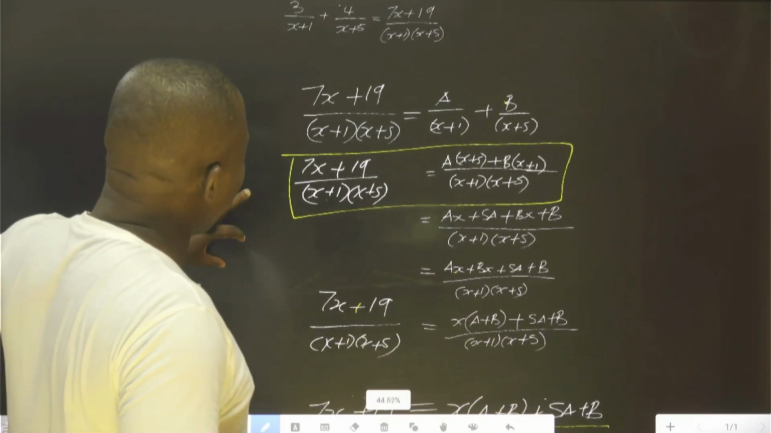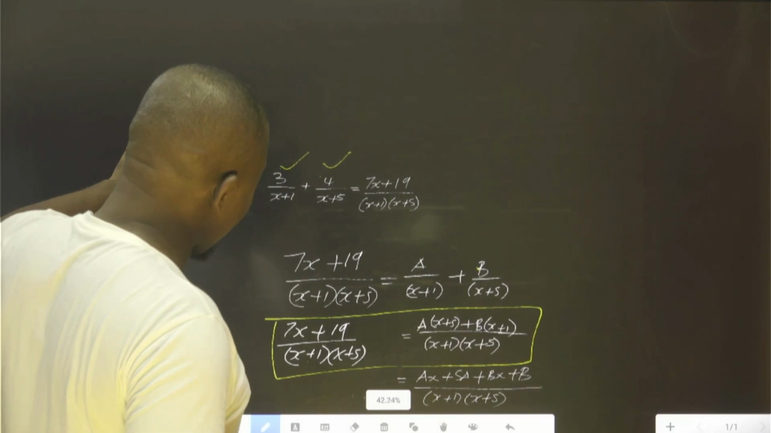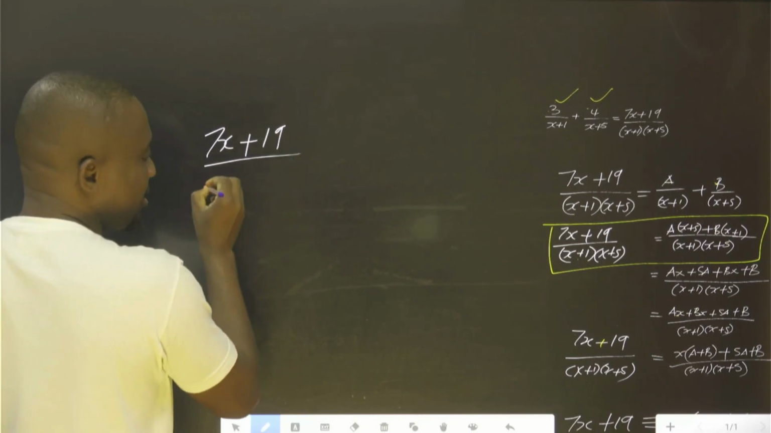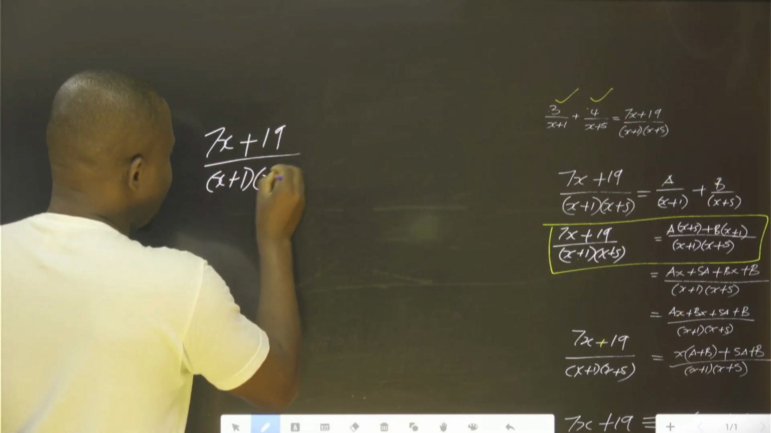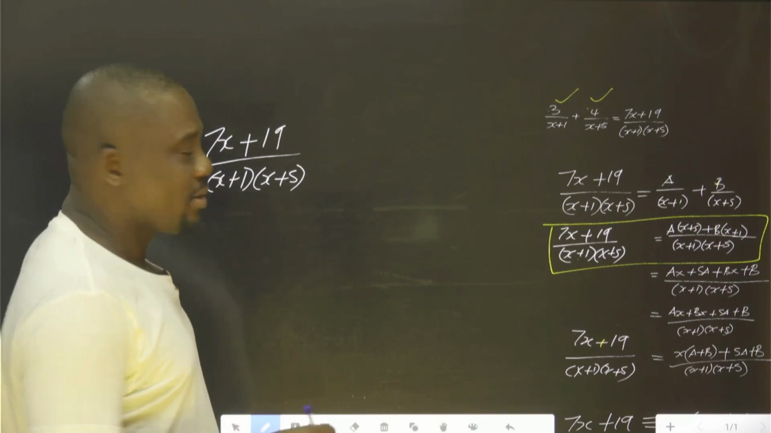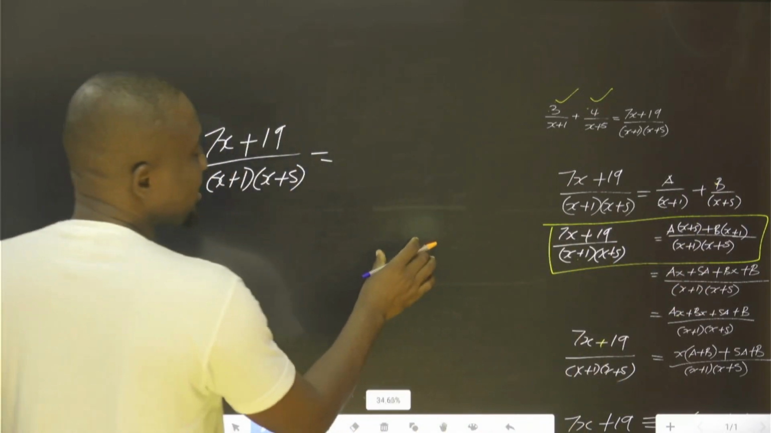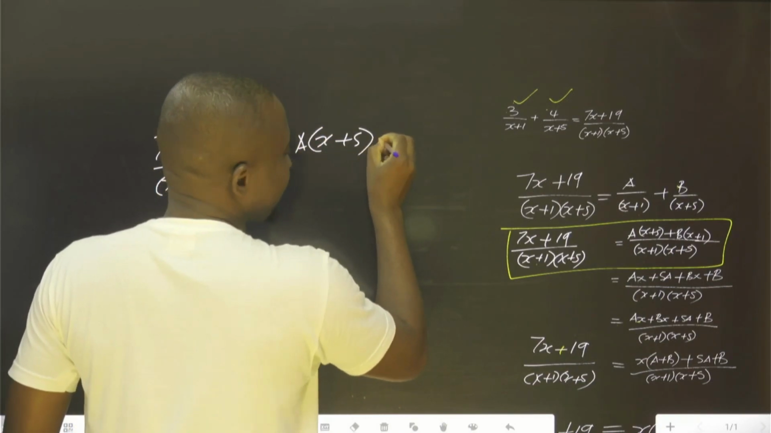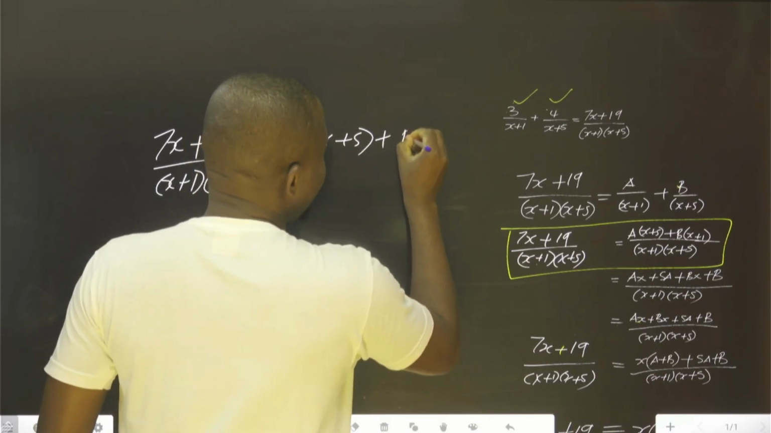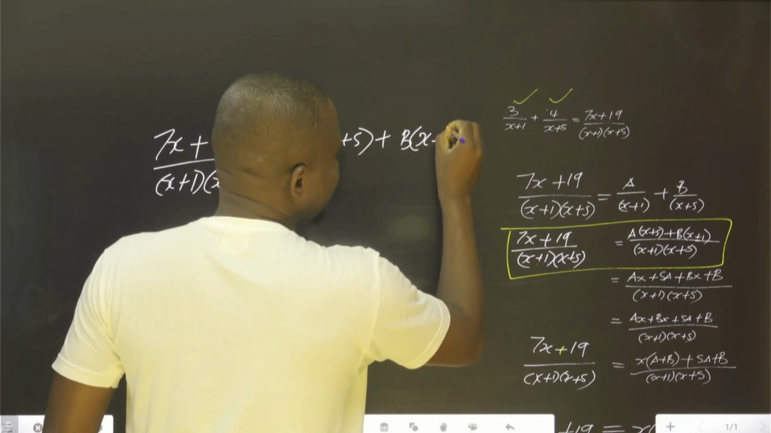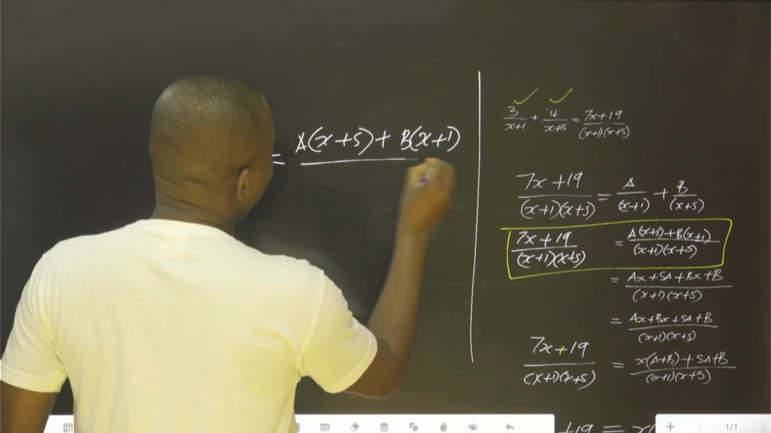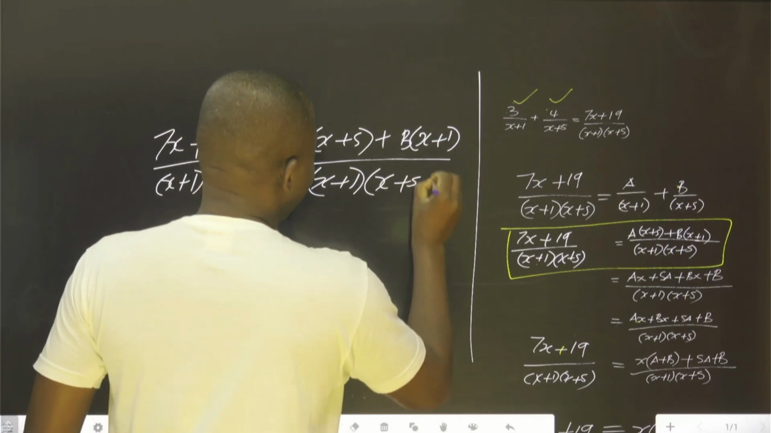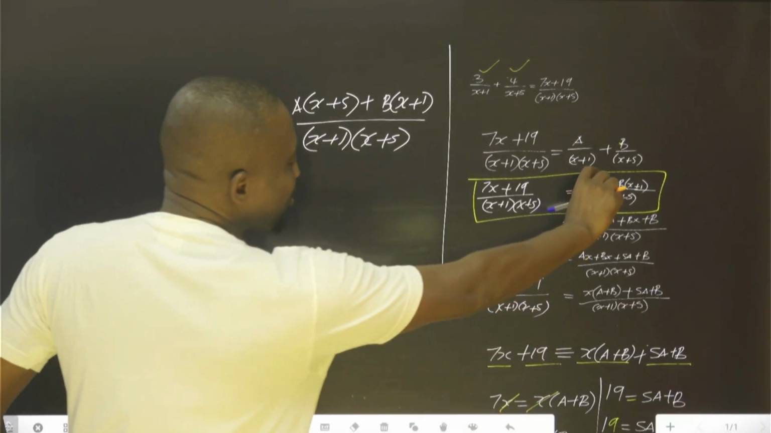So how do we go about that method? Let's write this out to say (7s + 19)/((s + 1)(s + 5)) is equal to here, that is A(s + 5) + B(s + 1), all over (s + 1)(s + 5). So, as you can see, I just moved this to this side.